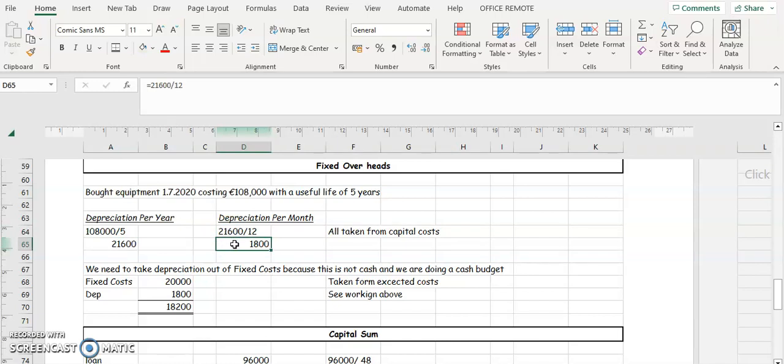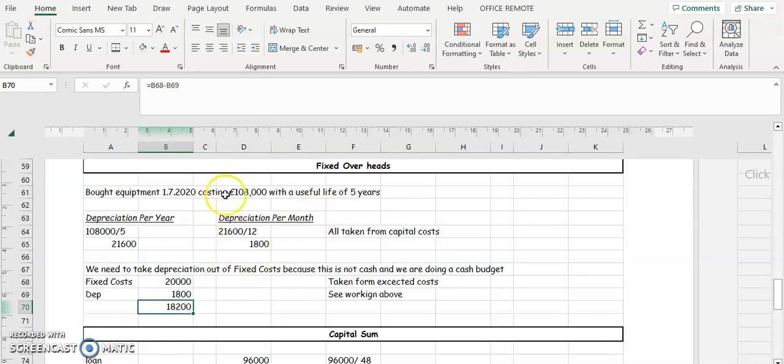So that 1,800 of the 20,000 is your depreciation. So you need to take that out to give us 18,200. And that's going to be giving you your fixed overheads. So all we're doing is, it's telling us that of that 20,000, a certain amount of it is for your depreciation.